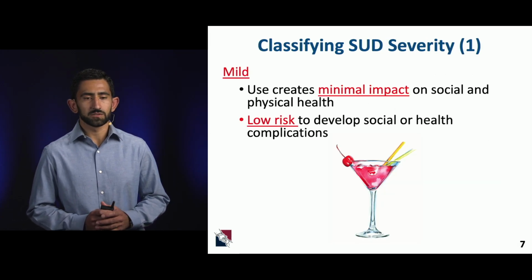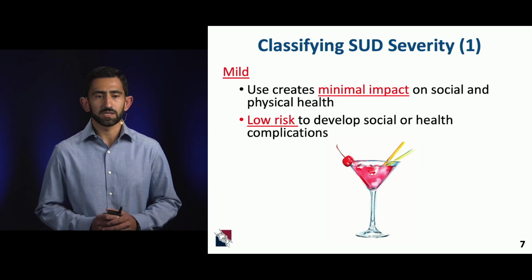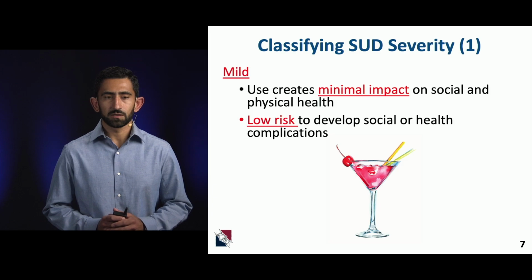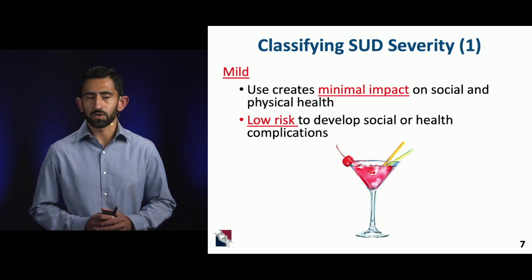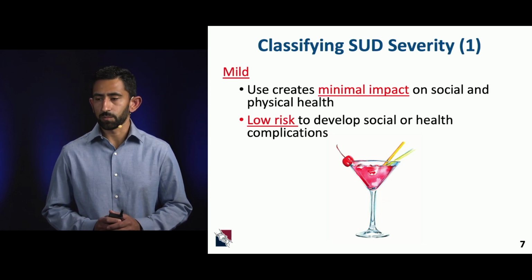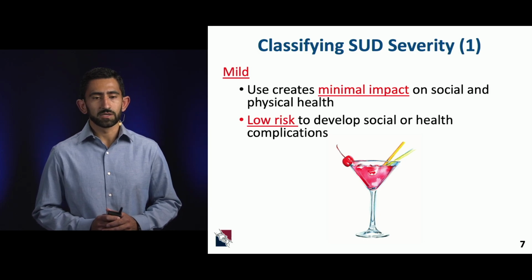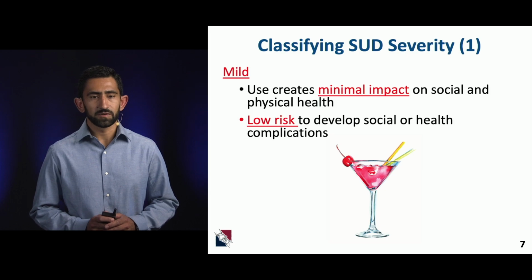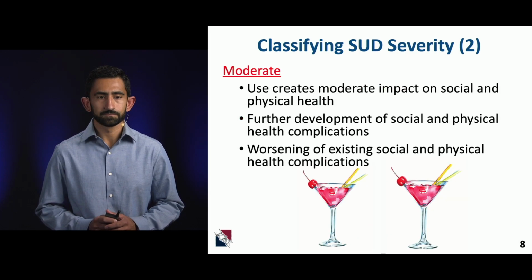Mild substance use disorder is defined as having 2 or 3 of the DSM-5 diagnostic criteria. Typically, these patients have a minimal impact on their social and physical health from their use, and they are at low risk of developing social or health complications. However, substance use disorder is a progressive disease, and if they progress to a moderate or severe substance use disorder, they may incur further complications.